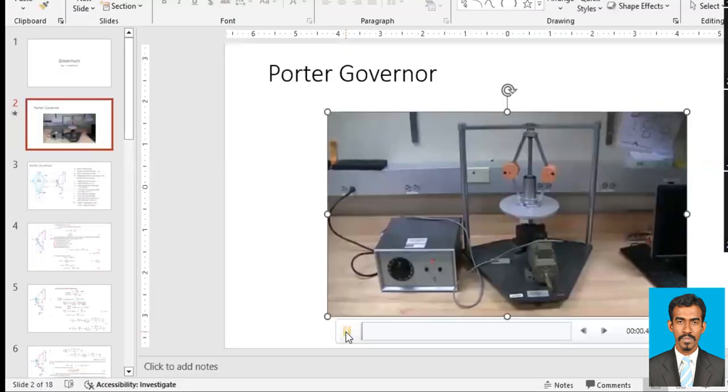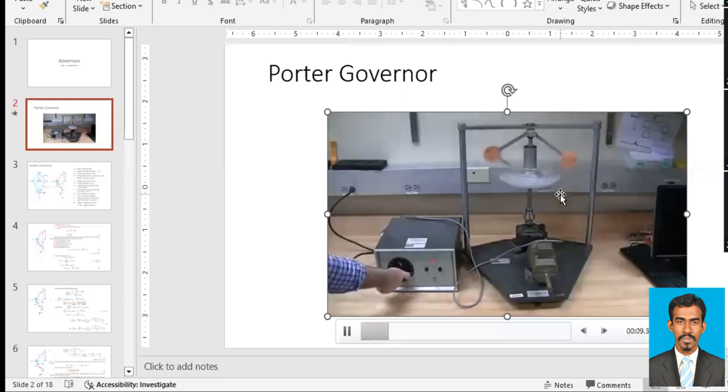So now you can see, this is an experimental setup. This is the working principle of the governor. When we increase the speed, the rotation speed of this shaft increases, and therefore the arms which are connected with that shaft will speed up, and therefore the balls will rotate at high speed. When the speed is high, what will happen? The setup will move up. Why is that? Because of the centrifugal force.